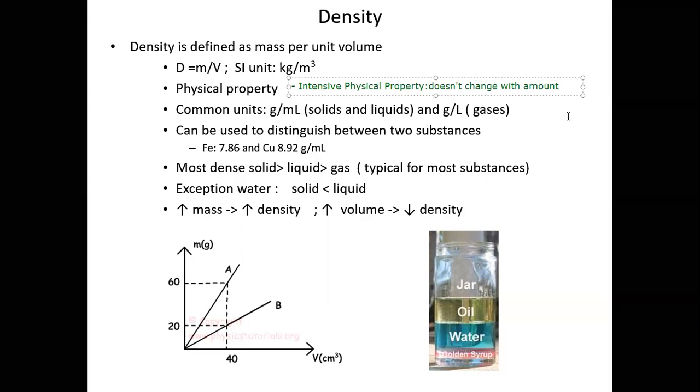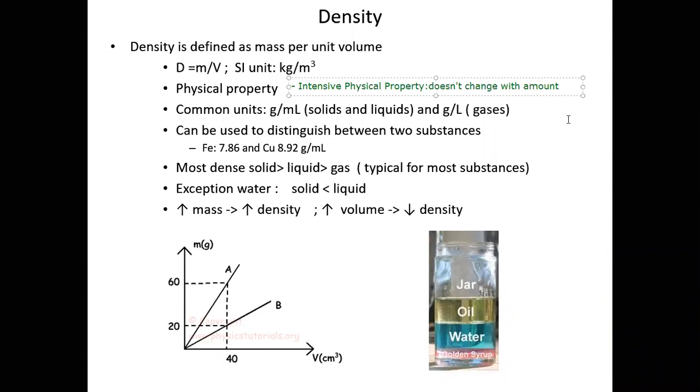To give you some other examples of intensive physical properties are things like boiling point, melting point, color, malleability. So malleability is the ability to put something in sheets. What else? Odor. So these are things that don't depend on the amount of sample present. So it doesn't change with the amount.